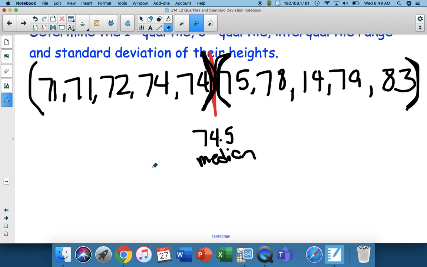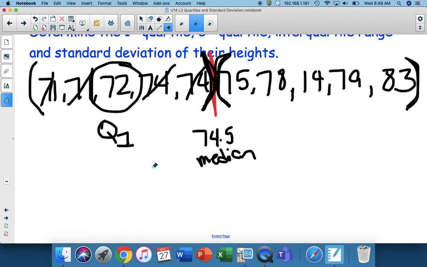All right, now let's find the median of each half. 71 cancels out with 74. So 72 is our Q1. 75 cancels out with 83. 78 cancels out with 79. So 79 is our Q3.